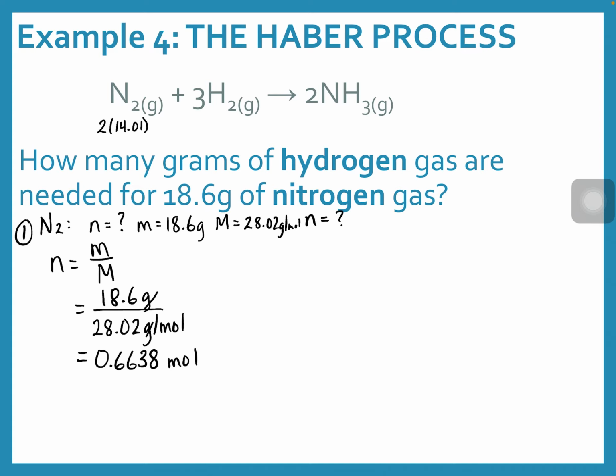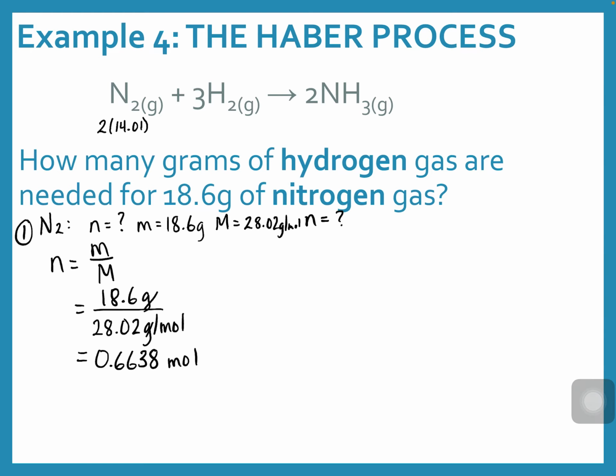The other thing you can do, if you like this method of going one step at a time, is leave your answer up in your calculator and do the next calculation with that full answer there. So even though I'm only writing down 4 of the decimal places on here, I can do my calculation with all of the decimal places that the calculator shows me. So I know that 18.6 grams of nitrogen is 0.6638 moles of nitrogen. Now I want to figure out, based on my mole to mole ratio, how many moles of hydrogen would be needed.